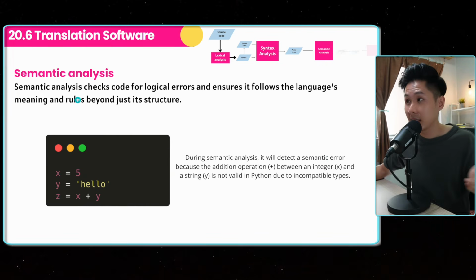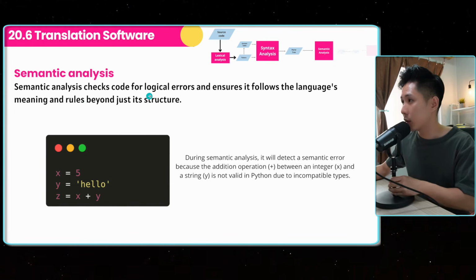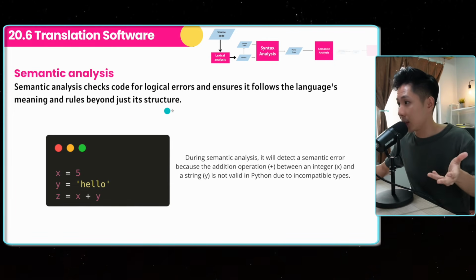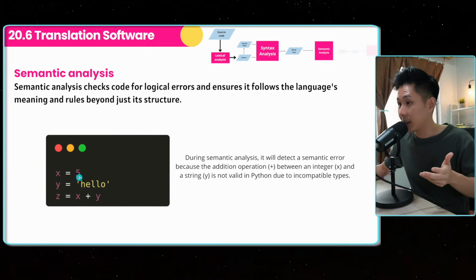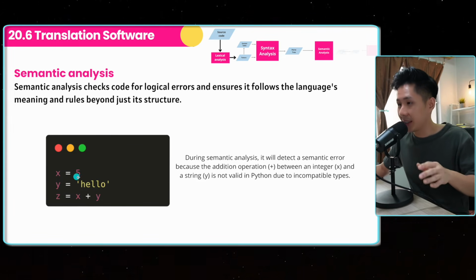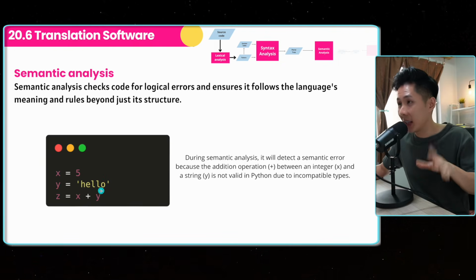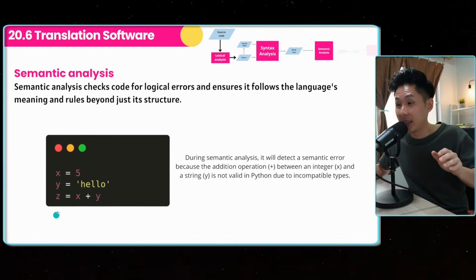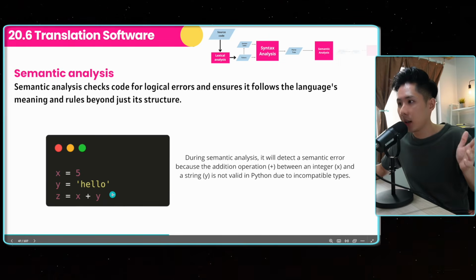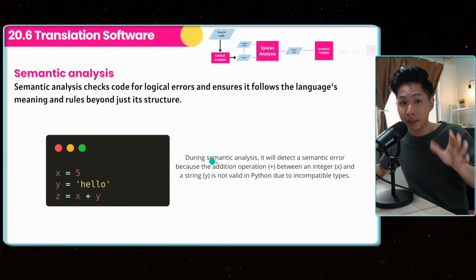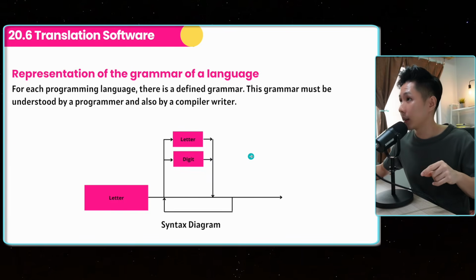Next, semantic analysis. The next step, it checks code for logical errors and ensures it follows the language meaning and rules beyond its structure. So for example, in this case, in Python, x is an integer, y is a string. So what semantic analysis will detect is that the line three cannot be run because you can't add a number to a string. So that's an example of semantic analysis.